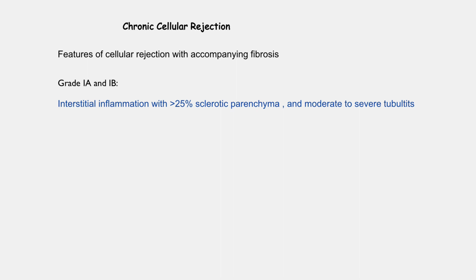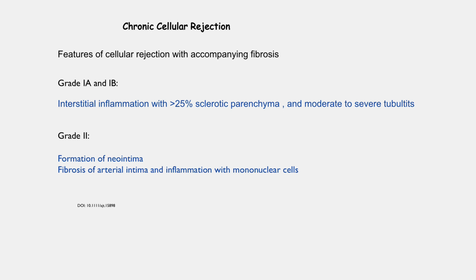Like acute rejection, tissue injury is also present in case of chronic rejection. However, in case of chronic rejection, there is evidence of chronic tissue damage. Chronic tissue damage results in deposition of extracellular matrix, fibrosis, and proliferation of cells. In case of kidney transplant, chronic cellular rejection results in interstitial inflammation and fibrosis of parenchyma. In grade 2 rejection, fibrosis and inflammation is present in vessel wall, and there can be proliferation of cells in vascular intima.